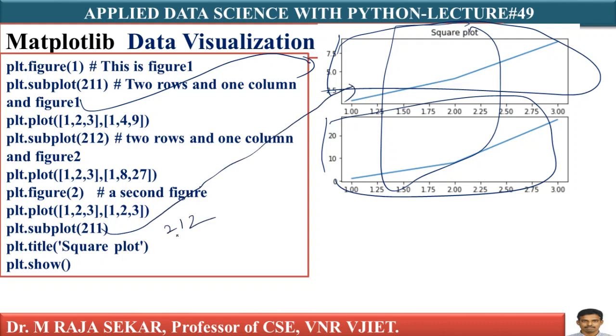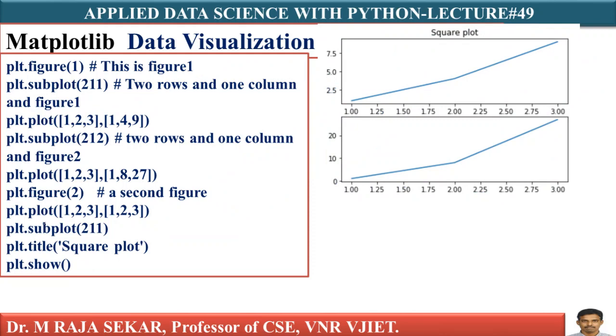If I say 2, 1, 2, which figure? Figure 2. This indicates the second figure. This is the first figure in that one, and this is the second figure. Again, plt.figure(2) means there is another figure. For this one, we are not splitting into rows, therefore there will be one row, one column. plt.plot(1, 2, 3, 1, 2, 3) means a straight line you will get.